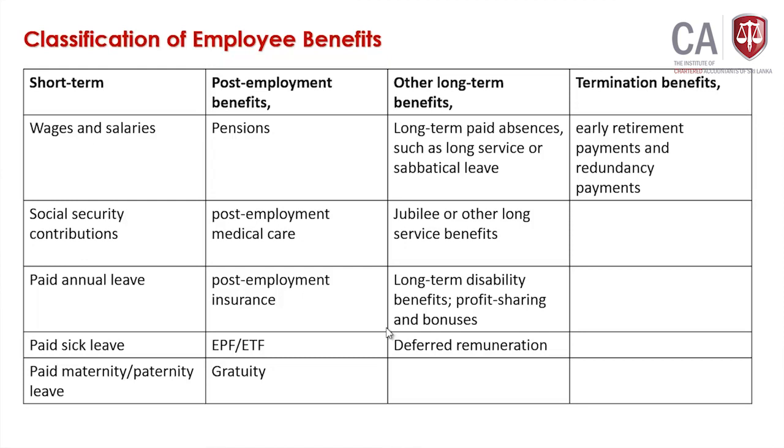Example, long term paid absenteeism, jubilee or other long service benefits, which means silver jubilee, gold jubilee. After completing 25 years, a certain amount is paid to employees. Those are what? Not post employment, not short term employment, not termination. Still you are an employee, but you will receive some consideration for your service. Deferred remuneration, long term disability benefit. You have faced an accident, therefore you can't work, but the employer is paying money. So long term employment benefit.